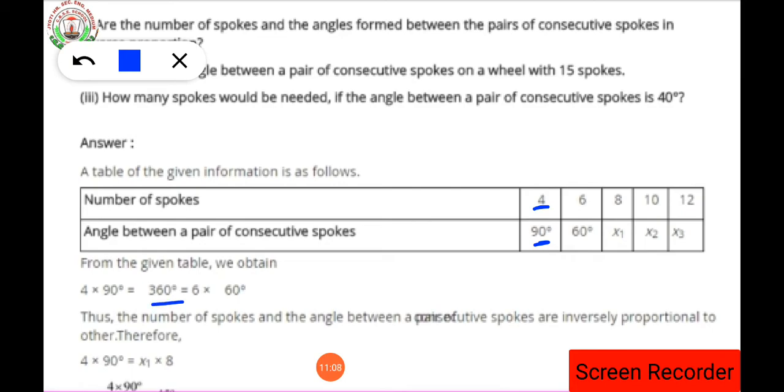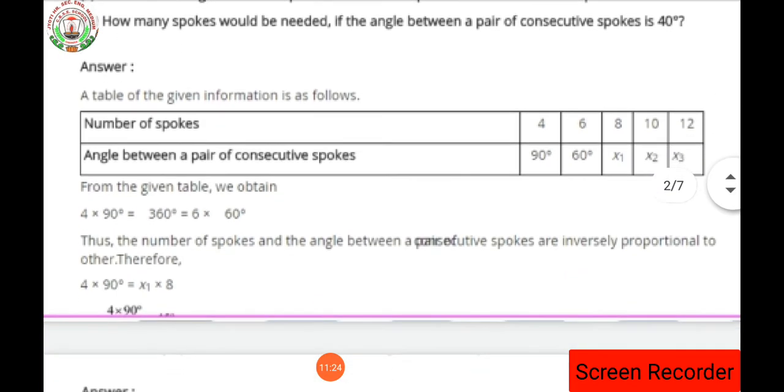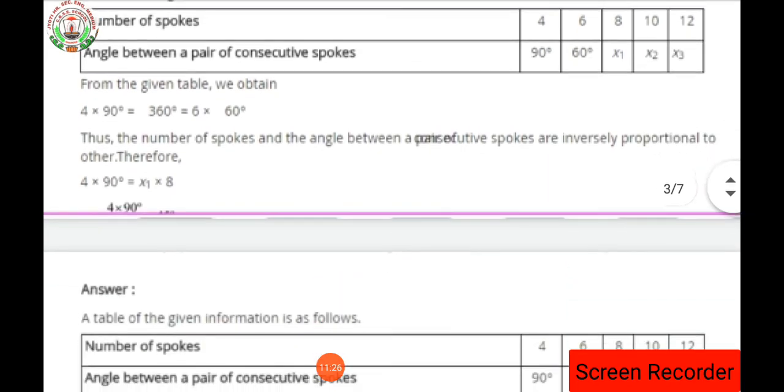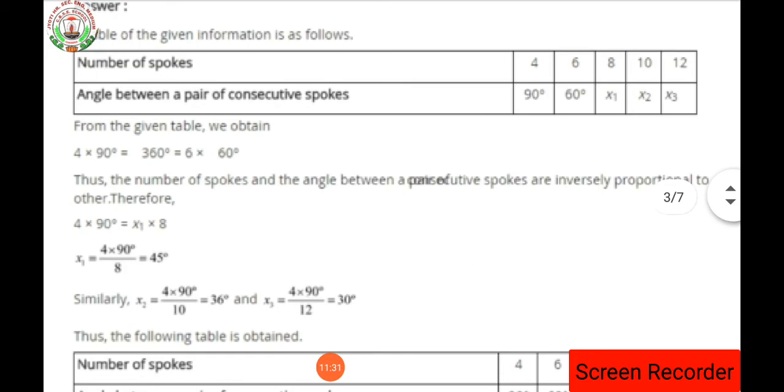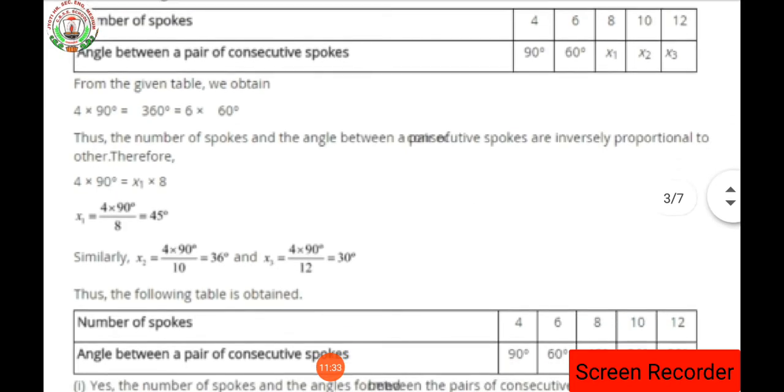360. 4 into 90 will be 360, as well as if we multiply this 60 into 6 will be 360 itself, means both values are coming the same, as it is inversely proportional to each other. Okay, so let's see how to find the inversely proportional relation. Clear, student?